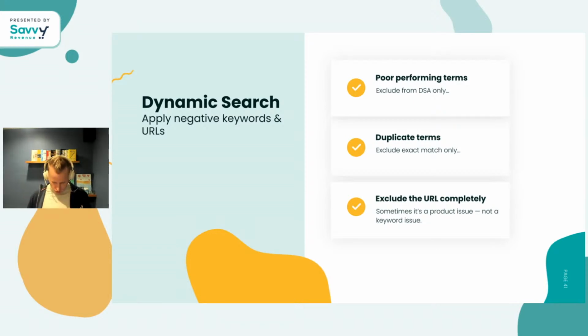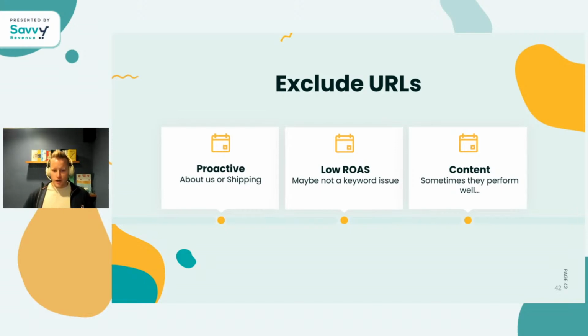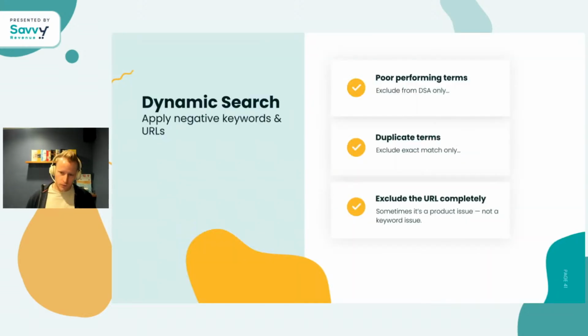And this is where the conversation comes in, for excluding URLs and excluding keywords: is it a keyword issue or is it a URL issue? Meaning, is it that Nike running shoes are being sent to an old product or the wrong category on your website, or is it that the search term is wrong? That's something you need to look at consistently instead of just excluding search terms willy-nilly off your dynamic search ads campaigns. So figure out whether it's the URL or the term.